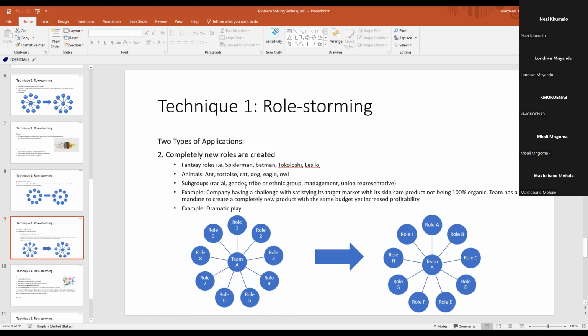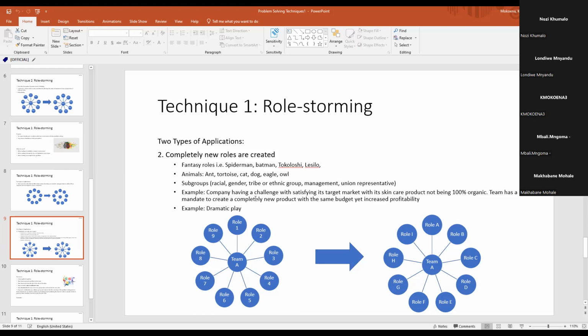Men and women don't see things in the same way. So by switching up roles like that or creating such characters, you get that nice mixture of ideas. And also somebody can act as someone from management or a union representative. An example, I've put up an example here.